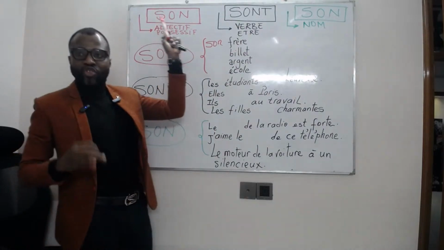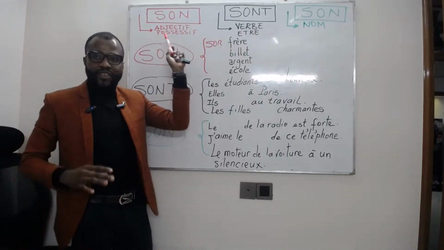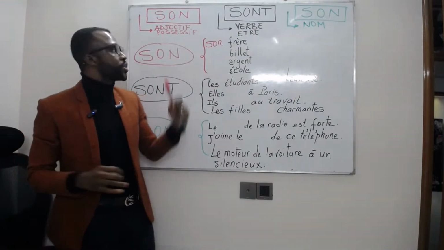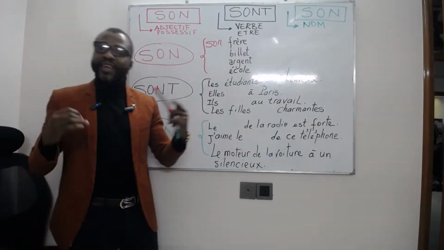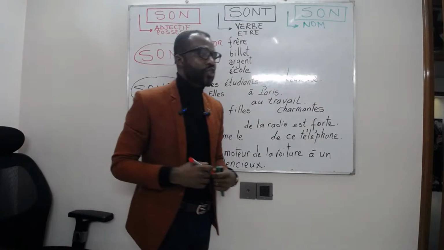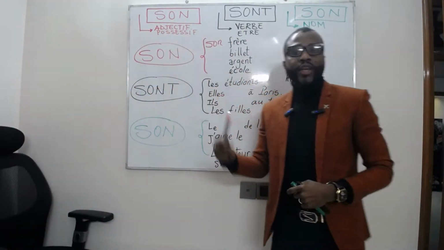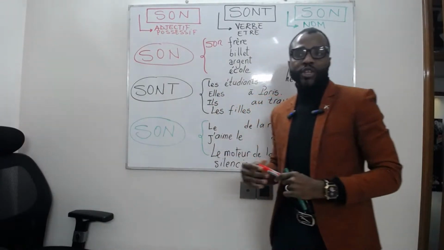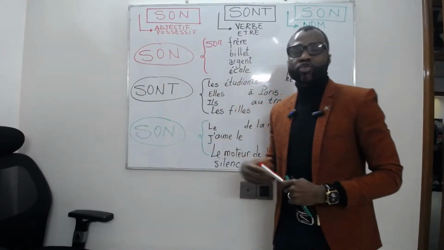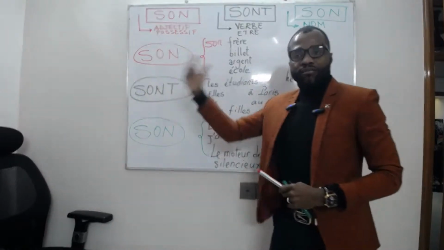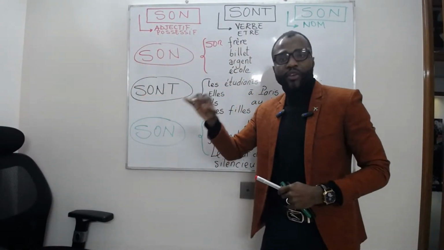And this son, the noun and the possessive adjective have the same spelling, but different use. This son is used as a possessive adjective. For example, it can be used as his or her. If I want to say his brother, her brother, we use this son only for his or her with a masculine noun. For example, frère is a masculine noun, so we say son frère. Téléphone, we say son téléphone, even if it belongs to a girl, a female, or a male.